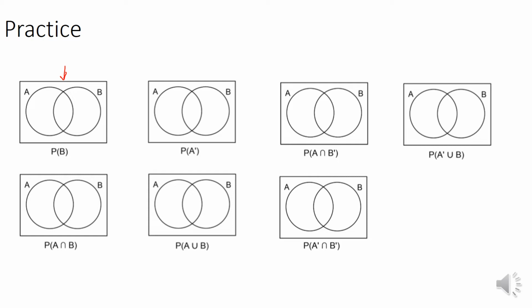So this one, no new set notation, it's just probability of B, so it's anything in the B circle. So that is this section here. We can ignore A for that one.